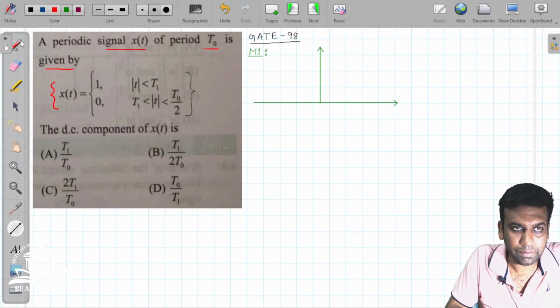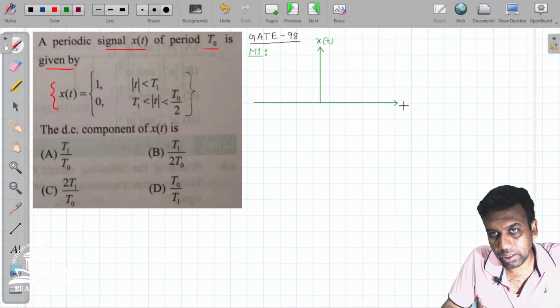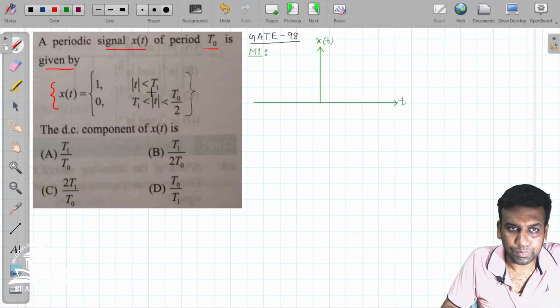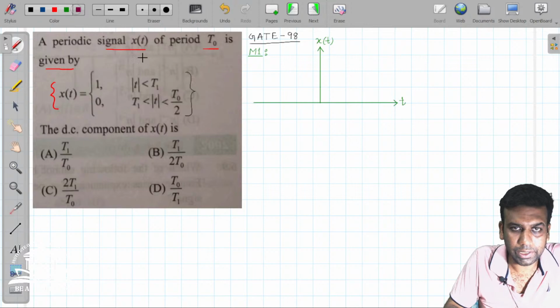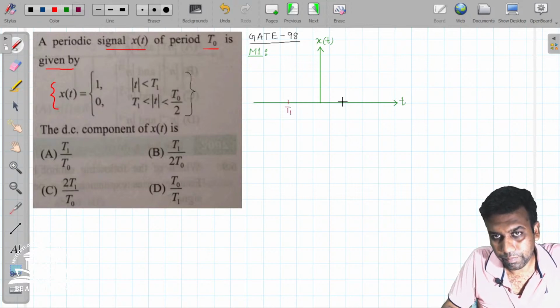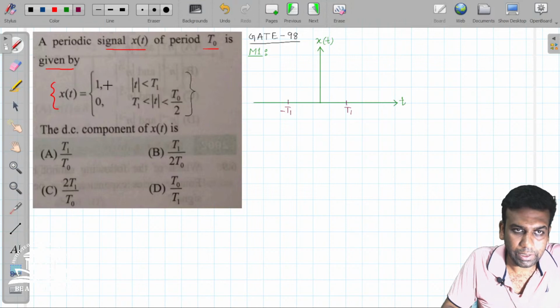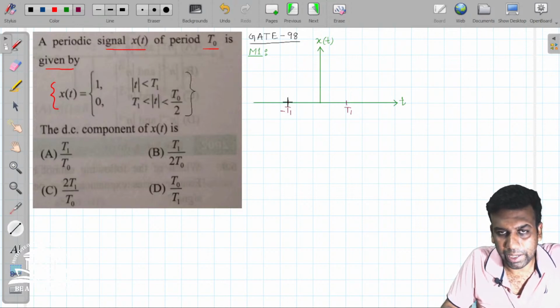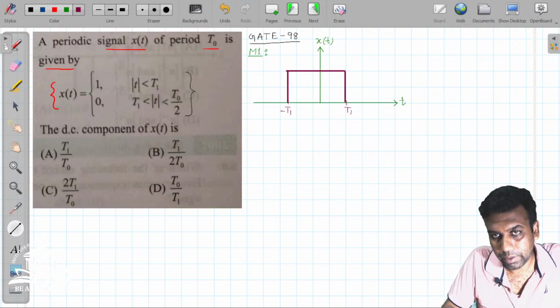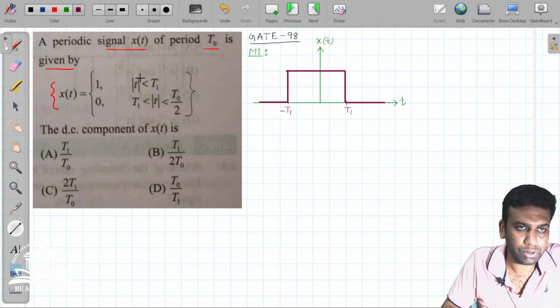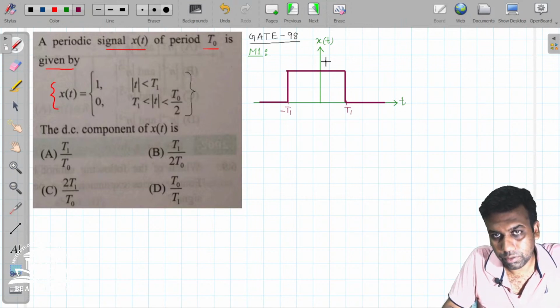You can see the graph of x(t), where the y-axis is x(t) and this is the time axis. Now let us put T1 here. Suppose this is minus T1 and this is plus T1. The graph will have an amplitude of 1 between minus T1 and T1, and after T1 and before minus T1 there will be amplitude of 0. So that means this amplitude is 1.